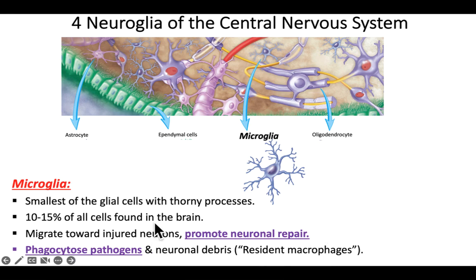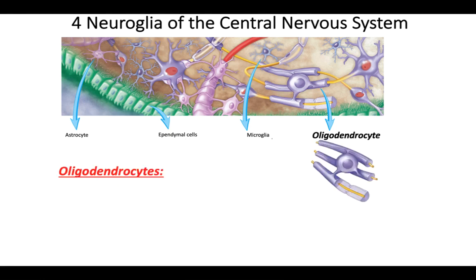Macrophages can phagocytose pathogens and any kind of debris that might have occurred due to an injury. All right, so for these, what you want to remember is they're small, all right, micro. They can help repair tissue and they can help phagocytose pathogens that might have gotten into the CNS. Next one are the oligodendrocytes. So oligo means few, dendro means branches.